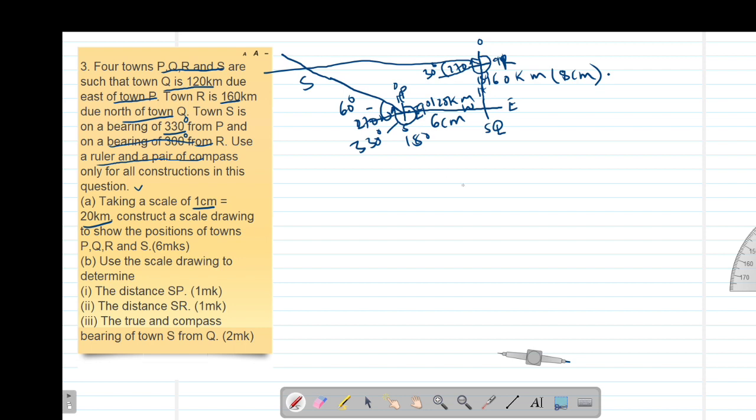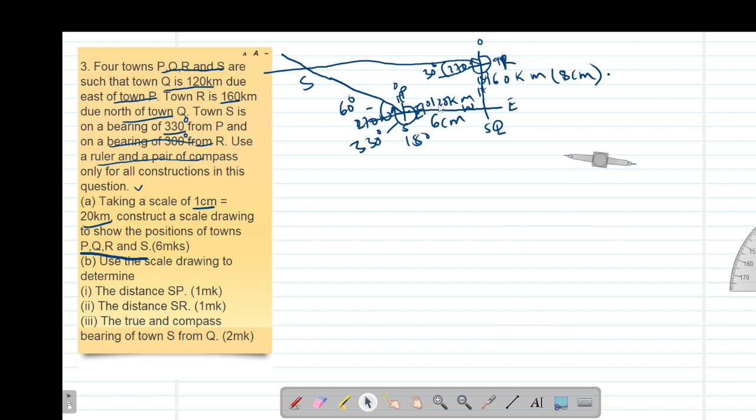So part A, we are told that taking a scale of 1 centimeter to represent 20 kilometers, construct a scale drawing to show the position of the towns P, Q, R, and S. Then of course it's a question worth 6 marks. So once we have our scale, that is our sketch, it becomes easier to draw.